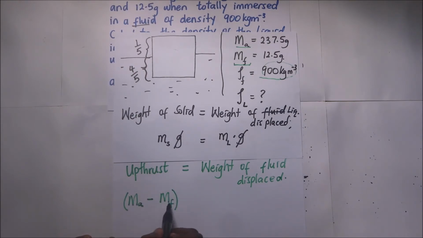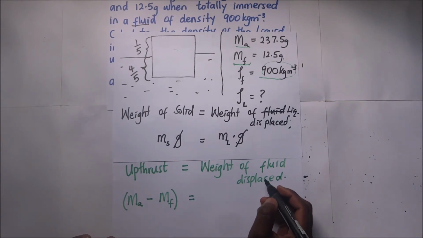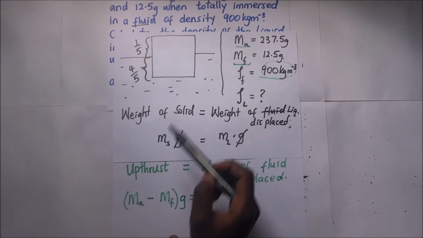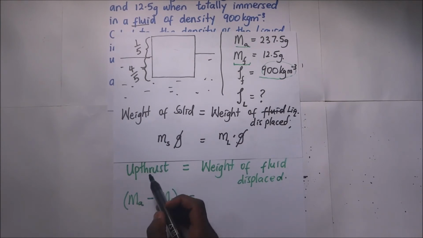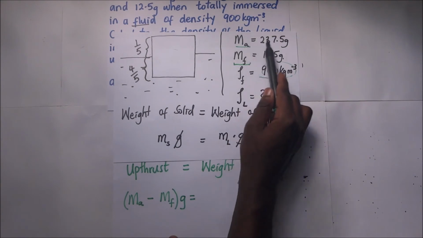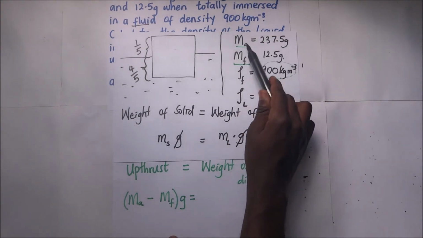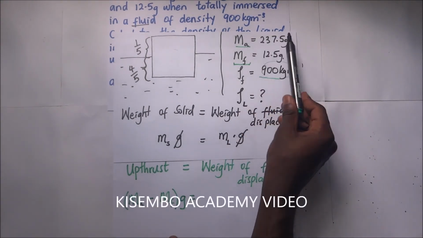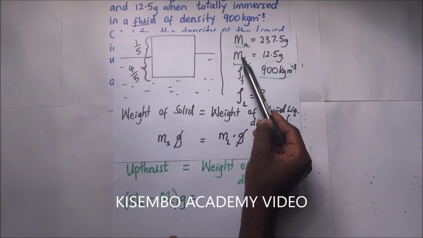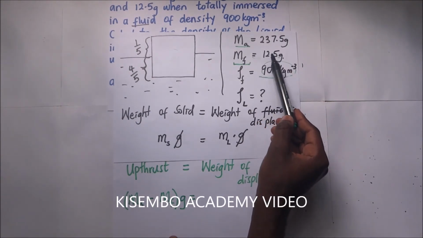So mass in air minus mass of the fluid is going to be equal to the weight of the fluid displaced. Of course, this is mass in air minus mass in fluid. We shall multiply that by gravity, because here upthrust is equal to weight of fluid displaced. But the figures we have here are in grams. This is mass. So to convert them to weight is this mass times gravity.